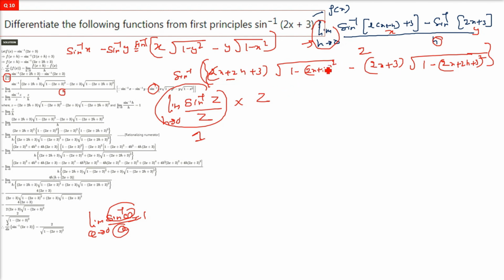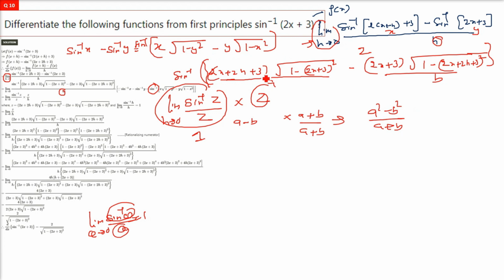So we have an under root here. Either you open it, or the best thing is to rationalize it. If you want to get rid of the under root, the best way is to do the rationalization. So just call this a and b. A is the first term, b is the second term. So for a minus b, the rationalization is you have to multiply by a plus b in numerator and denominator. The numerator will give you a square minus b square, and the denominator will give you a plus b. So this whole term I am squaring: 2x plus 2h plus 3 whole square, and the root of this will be a goner. So it will be 1 minus 2x plus 3 whole square.